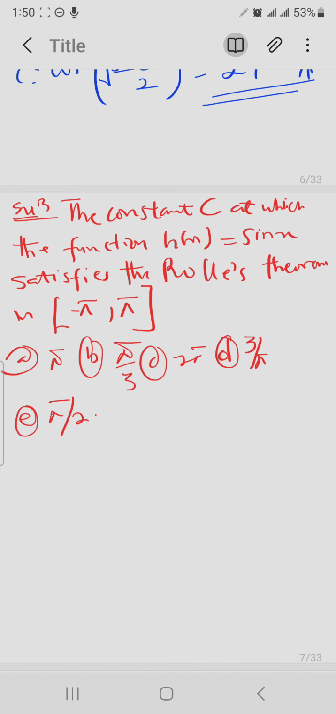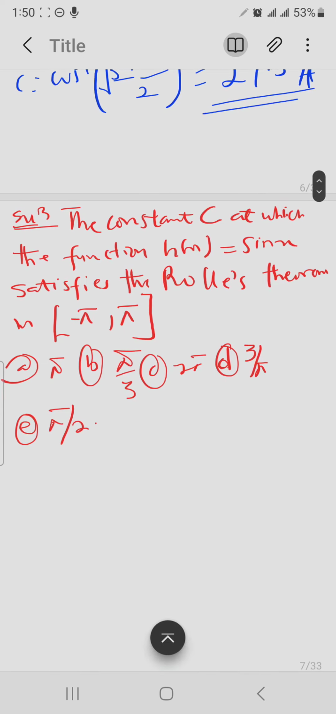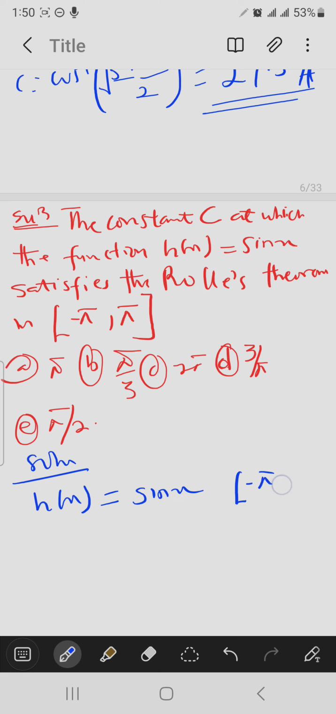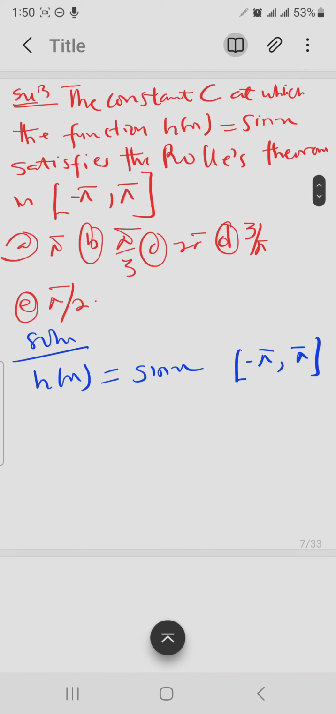And the next question here is, they said to find the constant c at which the function h of x equals sin x satisfies Rolle's theorem, and it has the interval minus pi, comma pi. You now say that is what? We should find the answer given an analogous question.